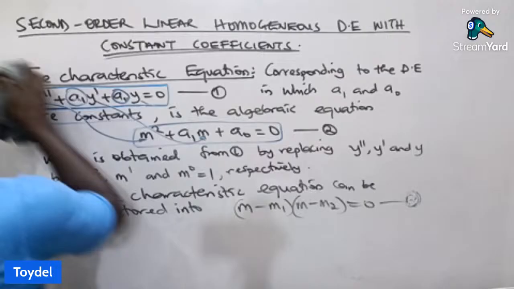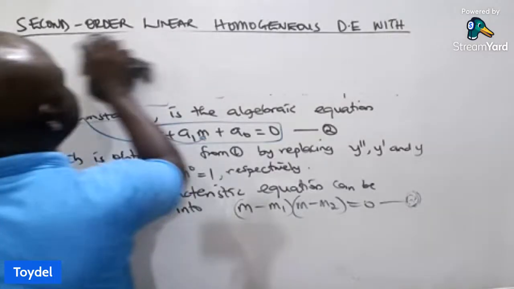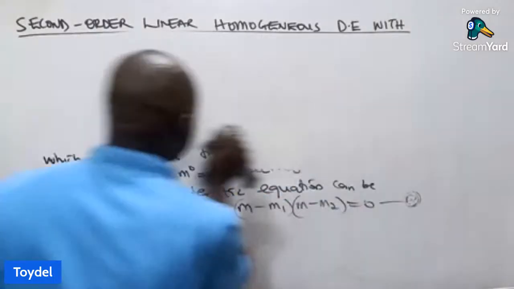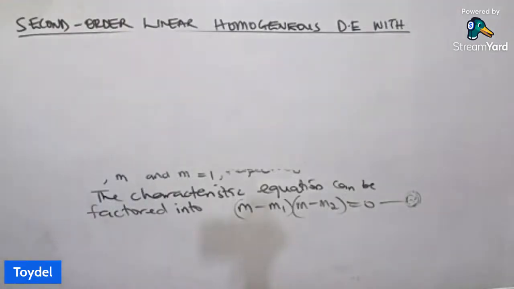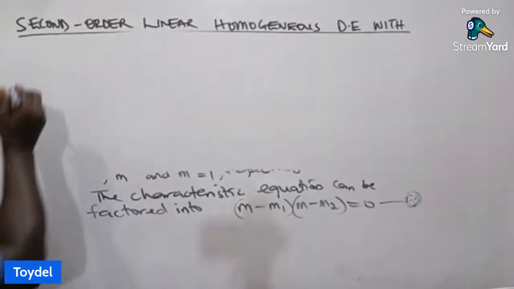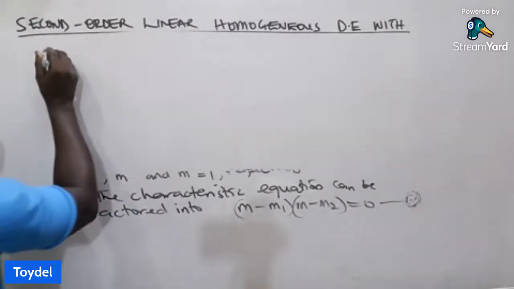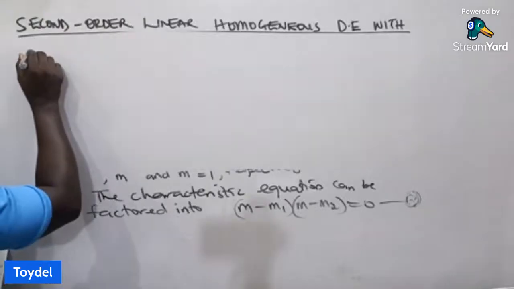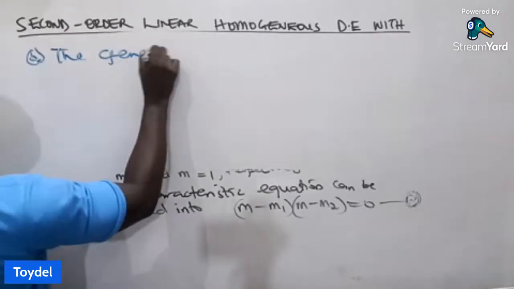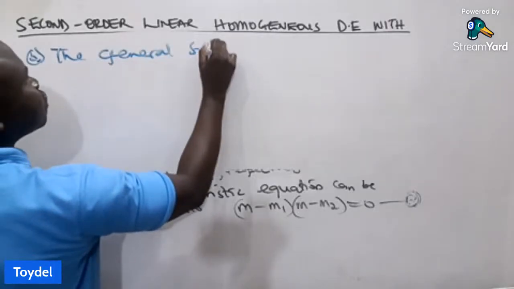But because this is a homogeneous equation, the complementary solution will represent the general solution because the right hand side is 0. But if it were a non-homogeneous equation, after finding the complementary solution, we go ahead and find the particular integral. So the general solution will be the addition of the particular integral and the complementary solution. So once we are able to get the values of m1 and m2 here, then we find the general solution. How do we find the general solution?